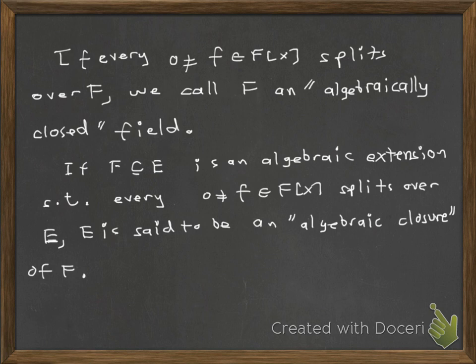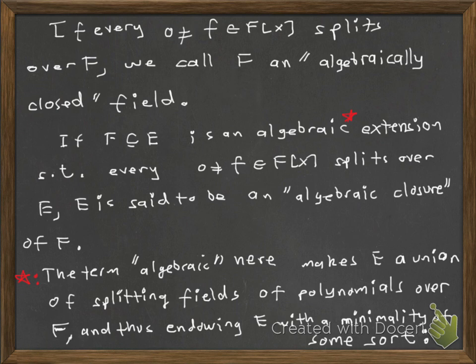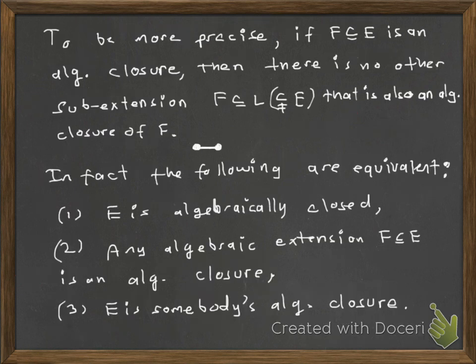An algebraically closed field is one over which every non-zero polynomial splits. And an algebraic closure is an algebraic extension such that every non-zero polynomial over the ground field, or the base field, splits over the extension E. The use of the term algebraic ensures that E is a minimal such extension of F as satisfies this property. By this we mean this is an algebraic closure, and E doesn't properly contain an algebraic closure of F other than itself.